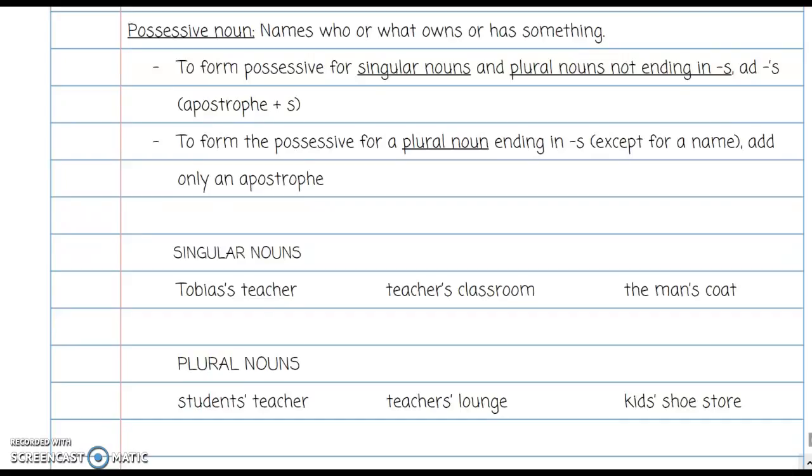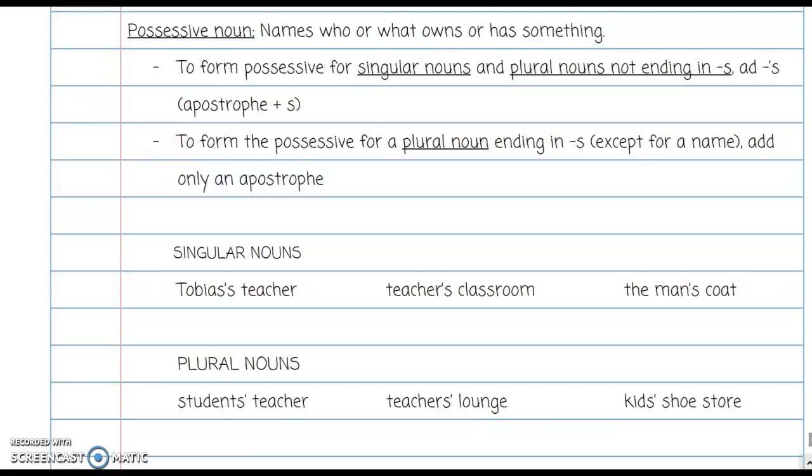So let's take a look at some singular nouns turned into possessive nouns. Tobias's teacher is referring to Tobias's only teacher. Teacher's classroom is referring to one teacher's classroom. Notice where the apostrophe is after each of those nouns. The man's coat. The apostrophe s is at the end of man, showing that we're referring to a singular man's singular coat.